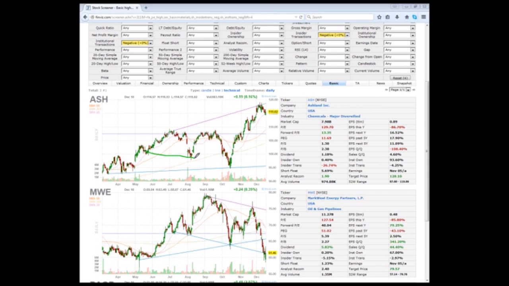So you could get a possible short from this 115 down to the 95 area. So a possible option play, possible stock play, but this would be the starting point of how you would use that type of idea to build out the scan.